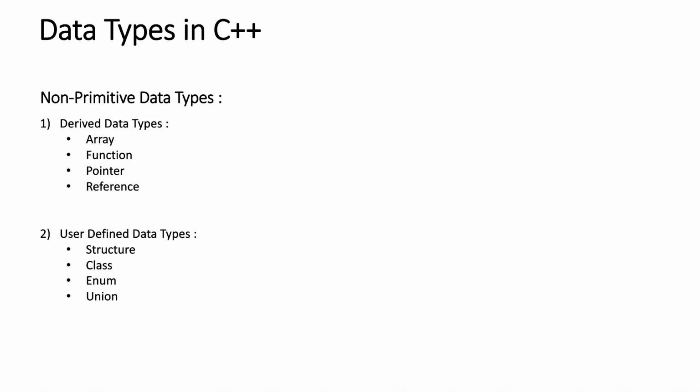There are non-primitive data types, and the user-defined data types we will see in subsequent lectures. But here is the list of derived data types and user-defined data types. In the derived data types, we have array, function, pointer, and references. In the user-defined data types, there are structures, classes, and unions.